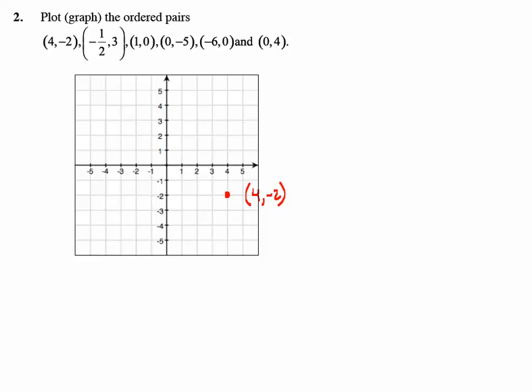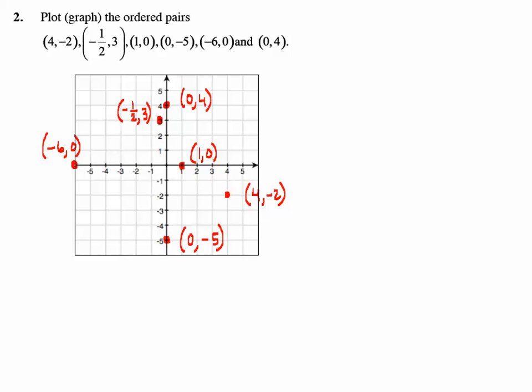(4, -2) is down there, quadrant 4. (-1/2, 3). So we're going to go a half from 0, literally here, and then we're going to go up 3. So it should have been about right there. (1, 0), that's an easy one. (0, -5) should have been down here. (-6, 0), all the way to the left of the chart, and how about (0, 4), a little bit above the (-1/2, 3).